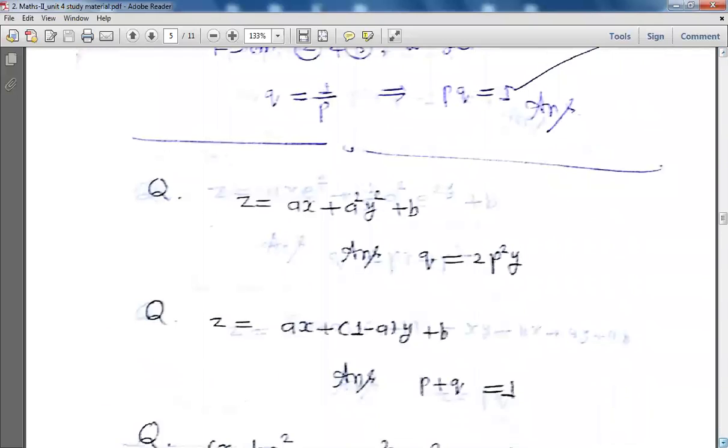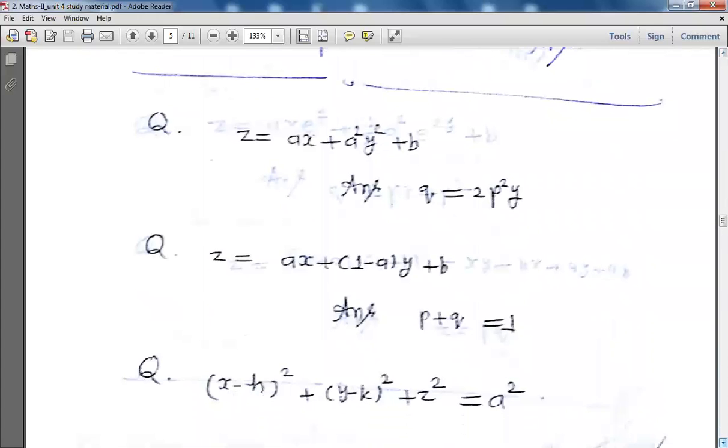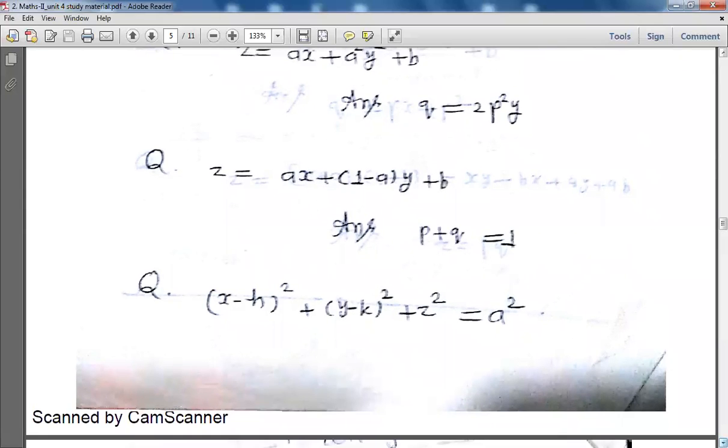Here are 3 problems for practice purpose. First, z equal to ax plus a square y plus b. Second problem, z equal to ax plus 1 minus a y plus b. Third example, x minus h whole square plus y minus k whole square plus z square equal to k. In this problem, differentiate partially with respect to x and y and eliminate the constants h and k to get the new partial differential equation.